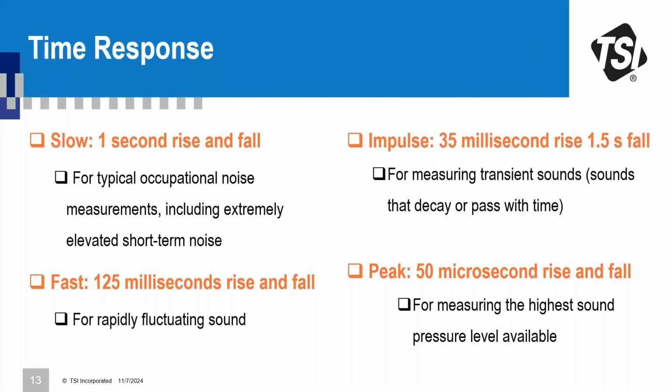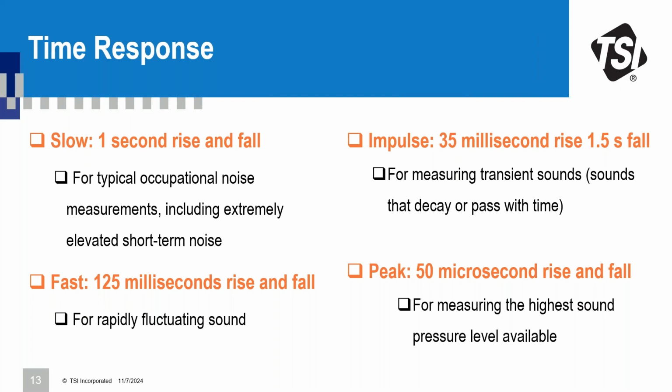Fast response would give you a faster rise and fall reaction time than the slow, at a rate of 125 milliseconds, and that's for rapidly fluctuating sounds. But OSHA recommends using slow rather than fast response for occupational noises. Okay, now here's where it gets very interesting. Impulse response is a 35 millisecond rise, which again is faster than fast response, but it's a 1.5 second fall. So it picks up the noise faster, and then it takes 1.5 seconds to fall.